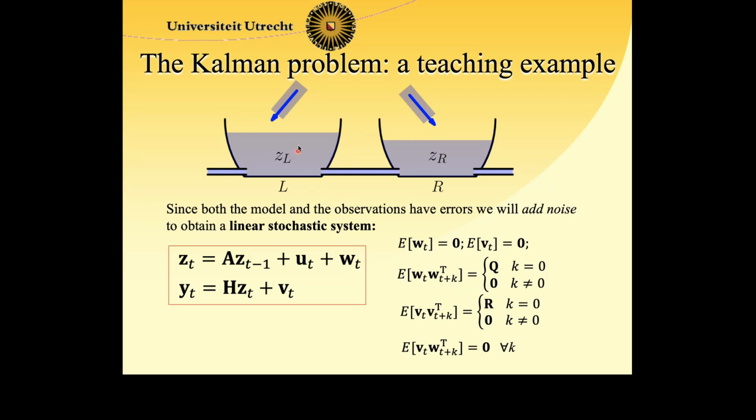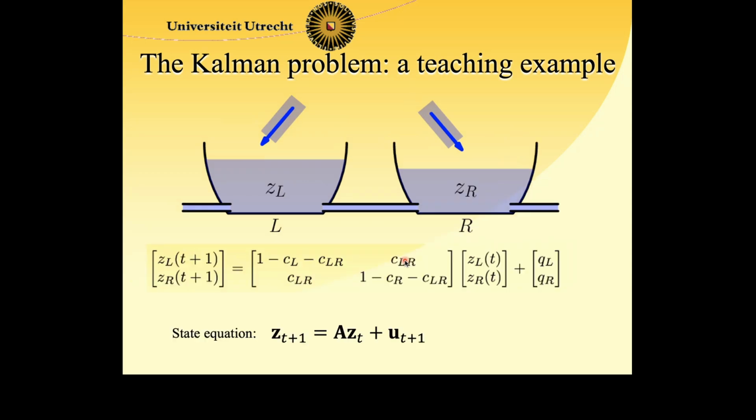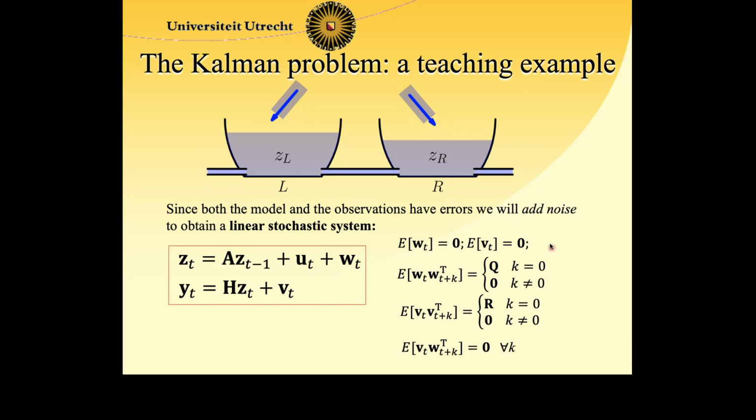The error you make in this part can be correlated to the error made here, and that makes sense because they are connected by the same parameter, CLR. So because of the connection between the two, if you make an error in CLR, it affects both the left and the right vessel. So it may be reasonable to assume that this is a covariance matrix that also has cross terms that are non-zero. So there's a cross correlation between the noise here and the noise there, and vice versa.